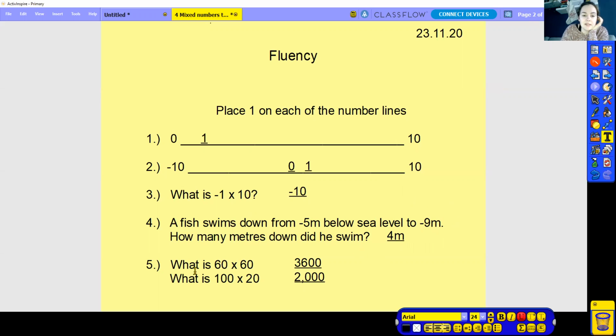Okay. This one here, what is 60 times 60? Well, you do 6 times 6, which is 36. And then you've got 2 zeros, 2 placeholders. So you place them back on the end, which gives you 3,600. 100 times 20. Well, you could do it as 100 times 2, which would be 200, and then times the answer by 10 again, which would give you 2,000.